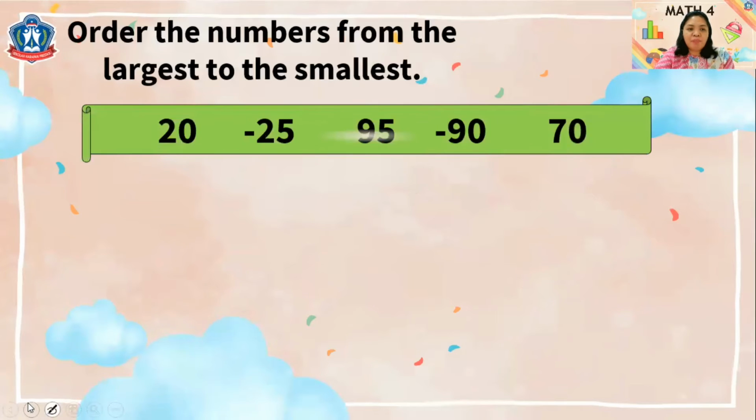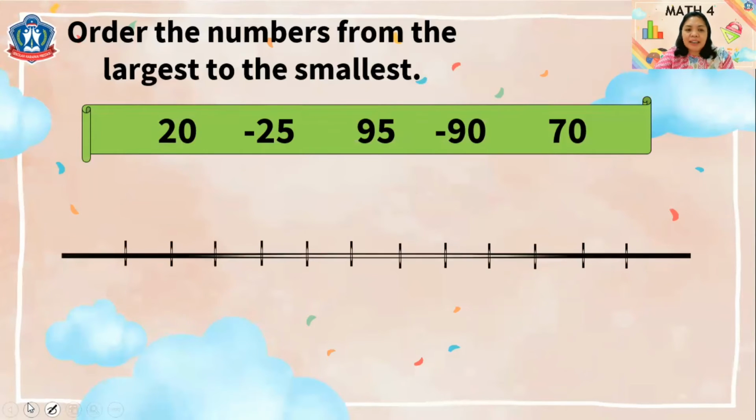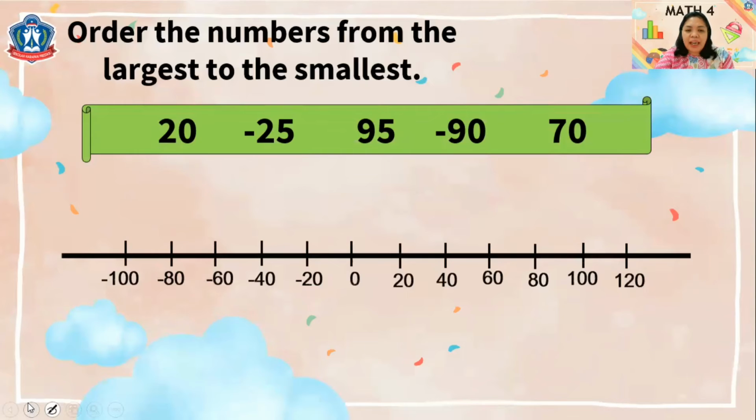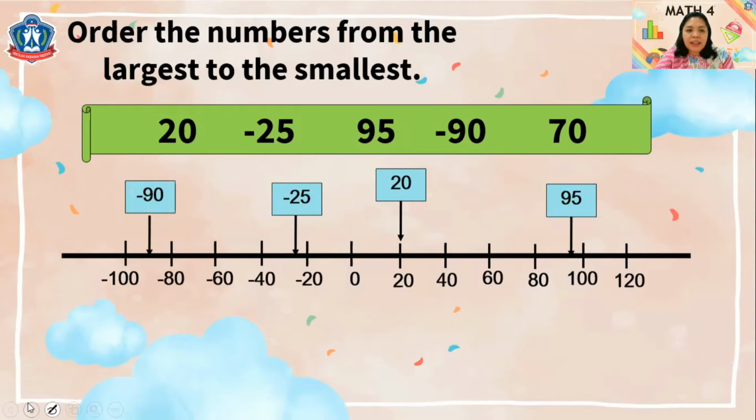Okay, take a look. Look at our set of numbers. We have 20, negative 25, 95, negative 90, and 70. If we place them on our number line, we can find 20 here, negative 25 here. We have 95, negative 90, and 70. Okay, again, the larger or bigger number is on the right side, and the smaller number is on the left side. So which one is the largest number?